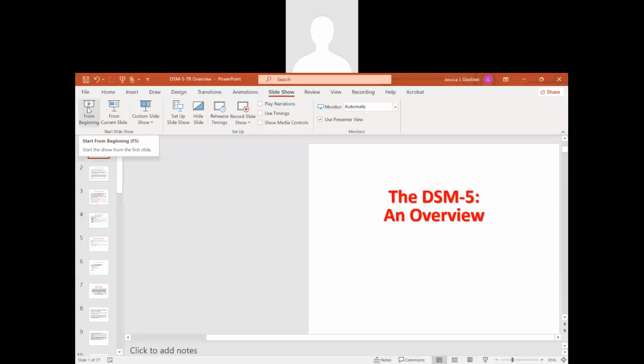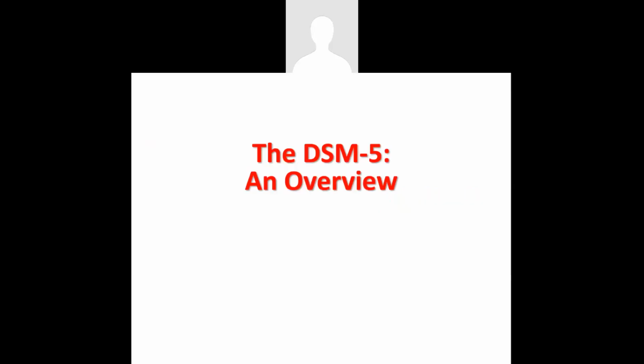Welcome to our first presentation and our first discussion for this semester. We're going to take a look at an overview of the DSM-5 and the DSM-5-TR. That's going to include some of the history as well as the changes that have taken place from the DSM-4 to the DSM-5, just so that you know a little bit of the transitions that have happened in the last 10 years or so in this manual.